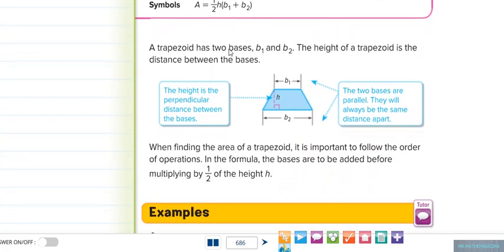A trapezoid has two bases, base 1 and base 2, like this one. And the height of a trapezoid is the distance between the bases, this one. Of course, this height can be drawn anywhere between the two bases, here to the left or in the middle or to the right, since it's perpendicular between the two bases.